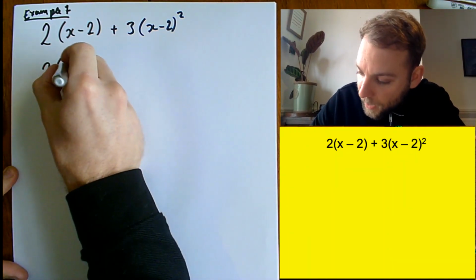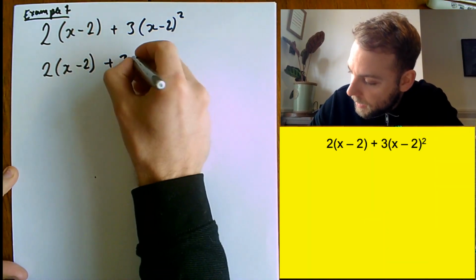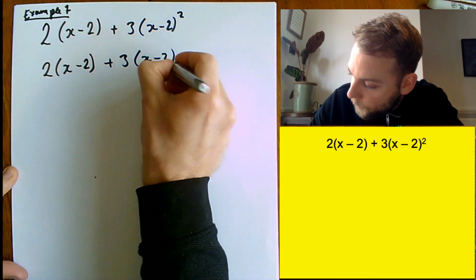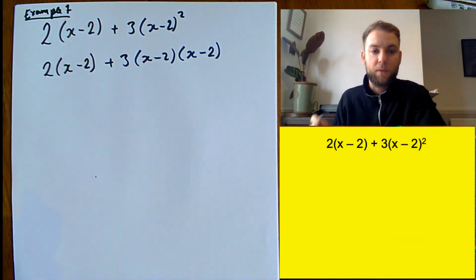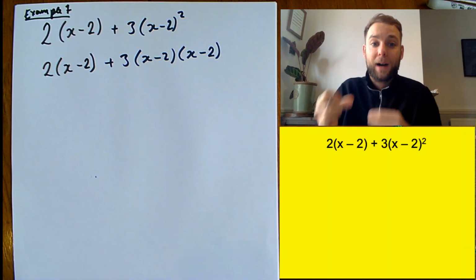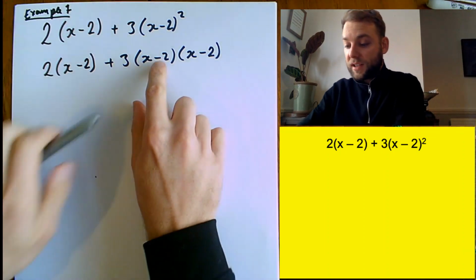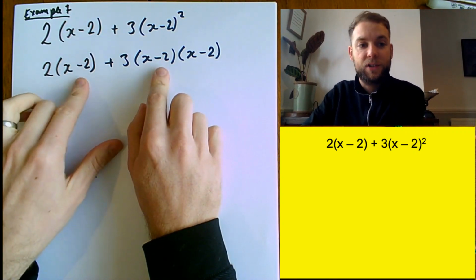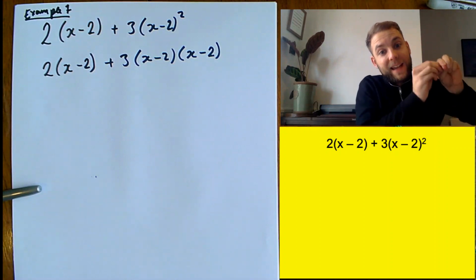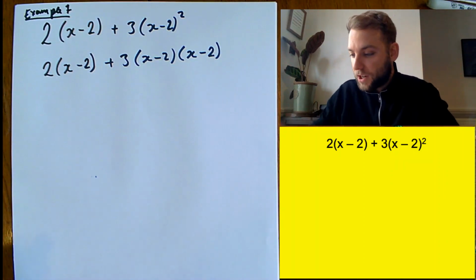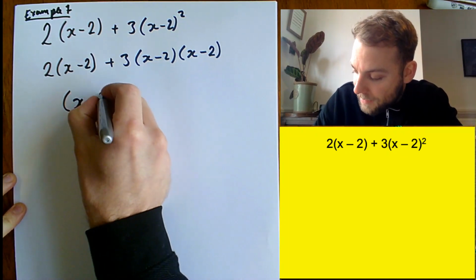So we have 2 bracket x minus 2 plus 3 x minus 2. And then because it's squared, it's going to be x minus 2 again. So I've got x minus 2 times by x minus 2. Now, as I said, the thing which is in common in both of these is this x minus 2. And I've only got one of them in both of these. So that's what I'm going to take out as a common factor. So actually, my thing which I'm going to take outside my bracket is this x minus 2.